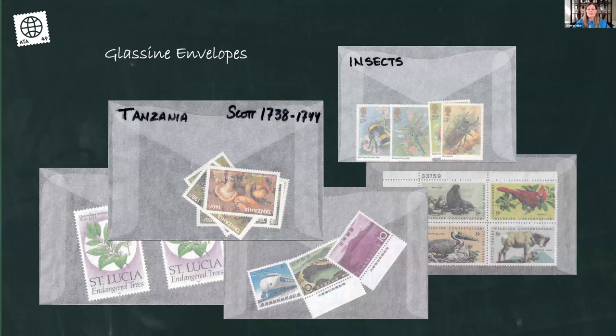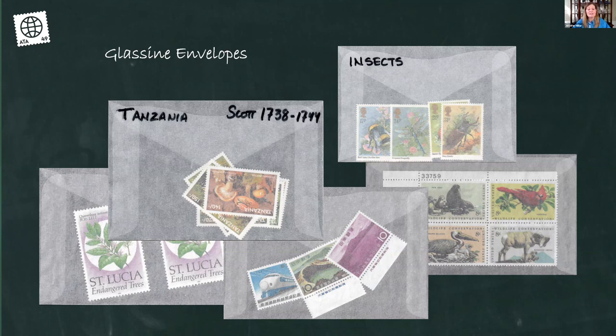So the simplest way to store your stamps is to put them in glassine envelopes and store them in a box to keep them protected out of light and humidity. So do not put them in the attic or the garage. And do not take them with you if you get sent to the doghouse.